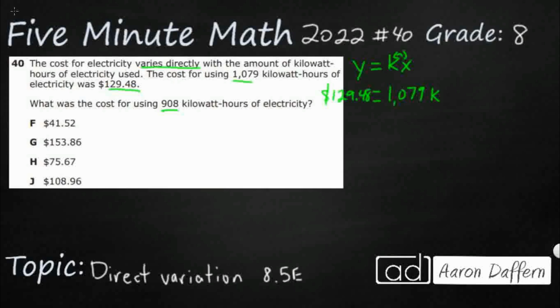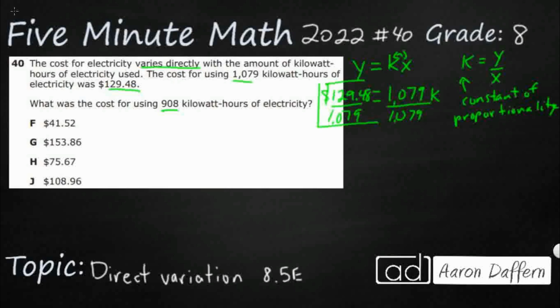$129.48. So if I want to figure out what that price is, you just divide both sides by 1,079. And that's what that k is. That k is going to be your y over x, and that's what I'm talking about. It's called the constant of proportionality. And if you figure that out, these problems become simple. So I'm going to set this up here, probably with a calculator, because that would be a very interesting fraction to try to reduce.